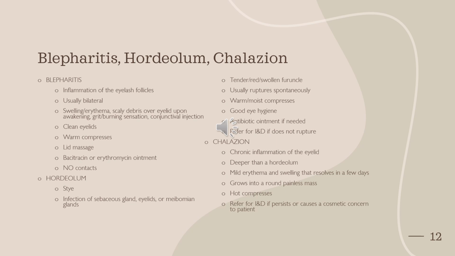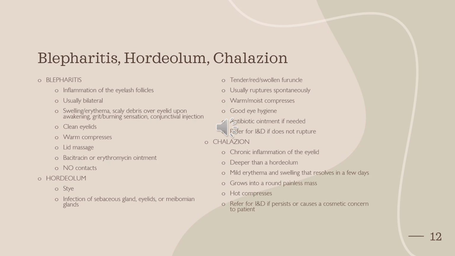Okay, so blepharitis is acute or chronic inflammation of the eyelash follicles. It's usually bilateral. You're going to see a lot of swelling, erythema of the eyelid margins. You're going to see flaky, scaly debris over the eyelid margins on awakening. So when they wake up, they're going to have kind of flakes falling off their eyes. They can have a gritty, burning sensation in the eyes. You're also going to see mild conjunctival injection, which is red eyes.